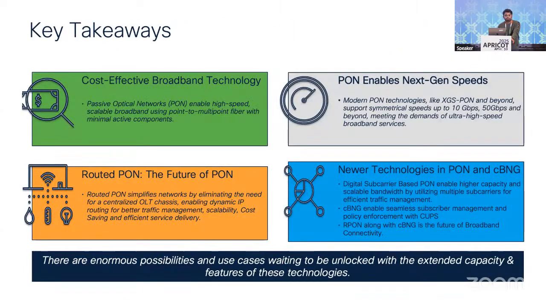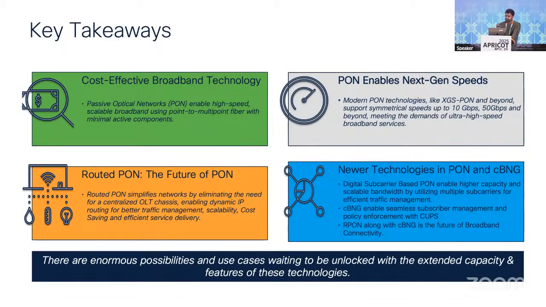With this, let's move to the key takeaways for the session today, and let's go through a brief of what we talked about and how these specific technologies are advancing us. So first of all, we talked about the cost-effective broadband technology, essentially the PON technology, and how it has evolved to get us to the network where we are. We need to understand that these technologies are evolving. Initially, we had very low speeds. We are now going up to 10G symmetrical PON and beyond.